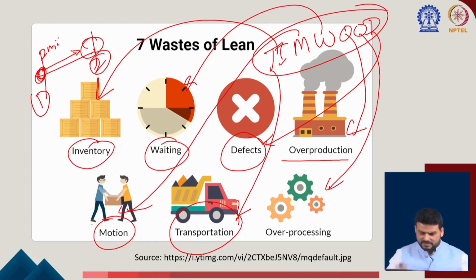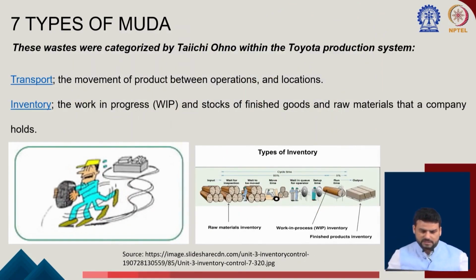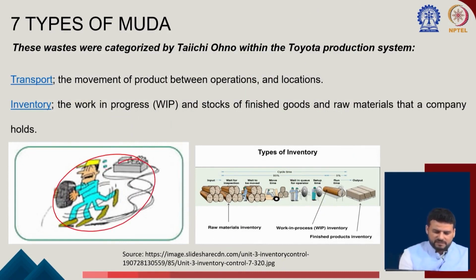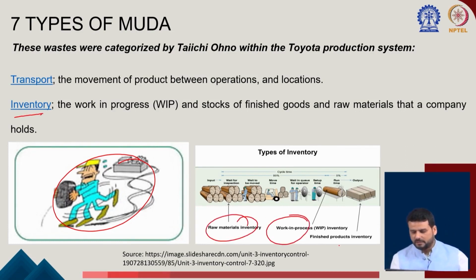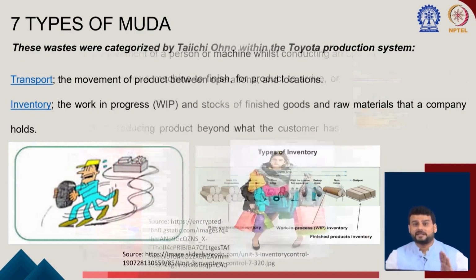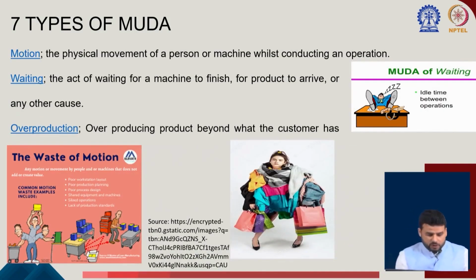I have included some examples also. Quickly we will go through. Transport, we already talked about. If unnecessary movement is there during transportation, that is waste. The customer is not going to derive any value out of that. Inventory: you are keeping raw material, work in process, and finished goods. That is complete waste. As a customer, I cannot derive any value from how much raw material inventory you are keeping. Motion, this is what I was talking about, waste of motion.